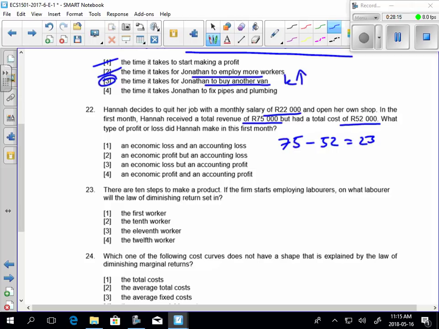Did she make an economic profit? However, remember, economic profit includes the opportunity cost. So what was the opportunity cost? She gave up a salary of 22,000. So to calculate whether she made an economic profit or not, you need to subtract your 22,000 from your profit, and that gives you 1,000. Positive, which means that yes, she's made both an accounting and an economic profit.